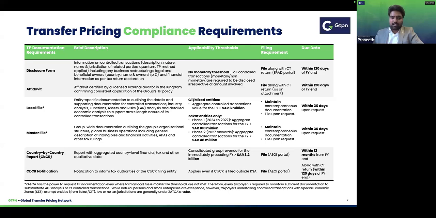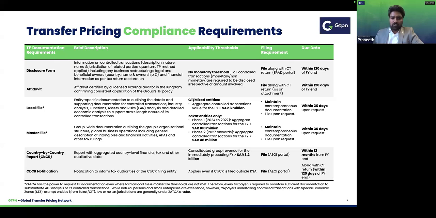Apart from these local filings, you have the three-tier documentation requirements. One is your local file, which is the entity-specific documentation. We'll have to give the detailed functional analysis, comparability analysis, along with the transaction flows and details, the detailed documentation. This is not filed. It has to be maintained contemporaneously along with the tax return, because this becomes a base for your disclosure form and the affidavit that the local licensed auditor will certify. This will be filed upon request within 30 days from ZATCA in case of any TP audit.